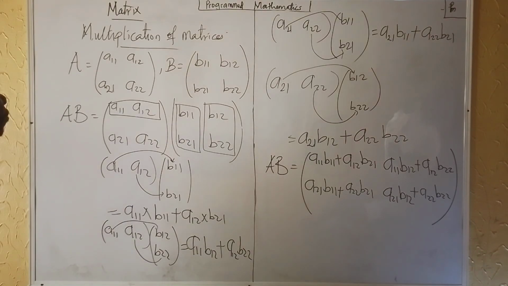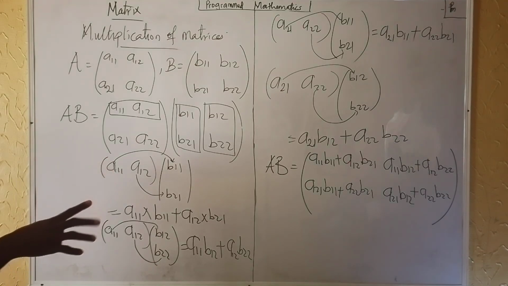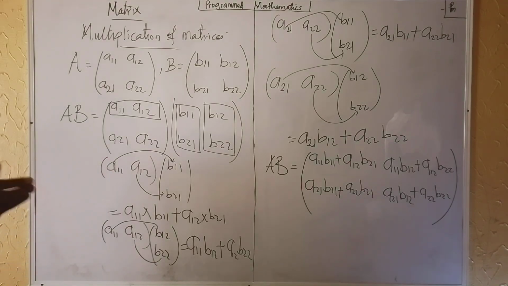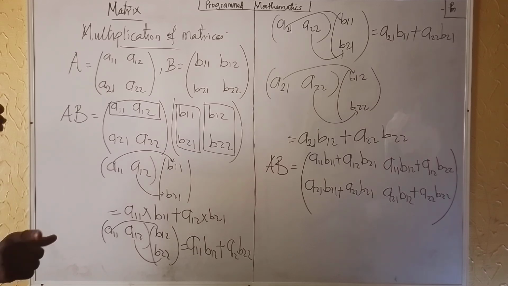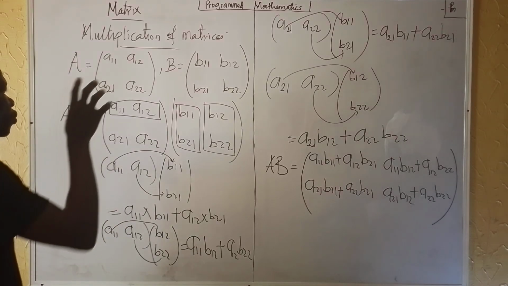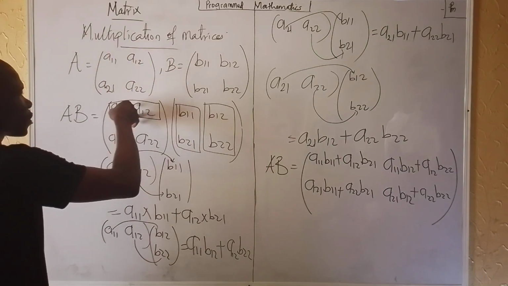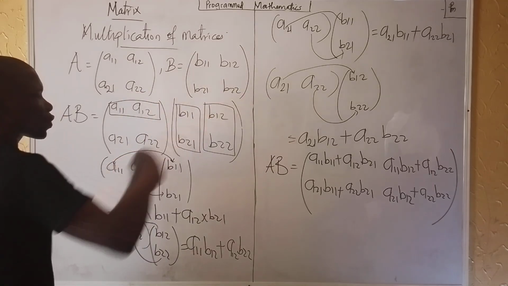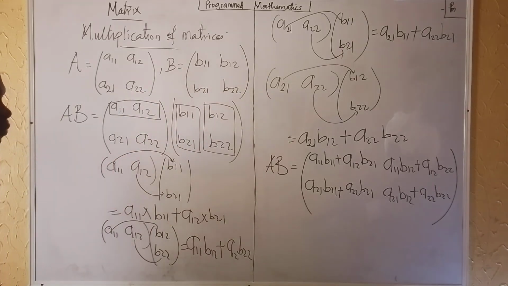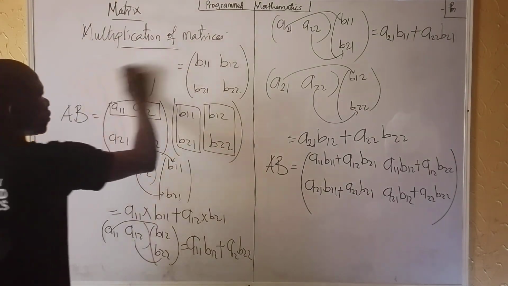Now we'll pick one or two examples on this. To multiply matrices, it's not compulsory that the two matrices have the same dimension. The rule for conformability must be followed: the number of columns of the first matrix must be equal to the number of rows of the second matrix. Now let's take some examples on this.